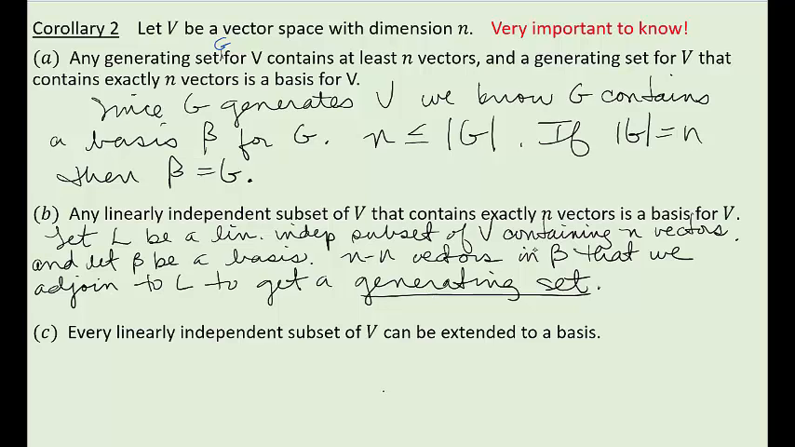Once again, think how we're using it. L is a linearly independent subset of V, and it contains n vectors. Beta is a generating set for V. So by the replacement theorem, we would take exactly n minus n, or 0 vectors from beta, to make L become a generating set. So L is, and any generating set that contains n vectors, the dimension, is a basis.